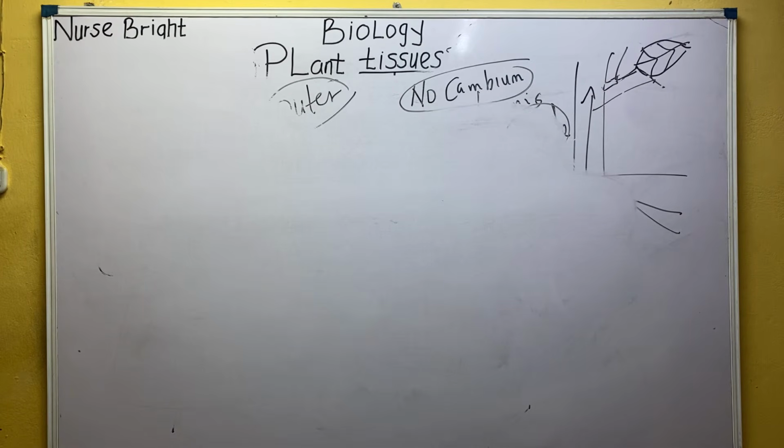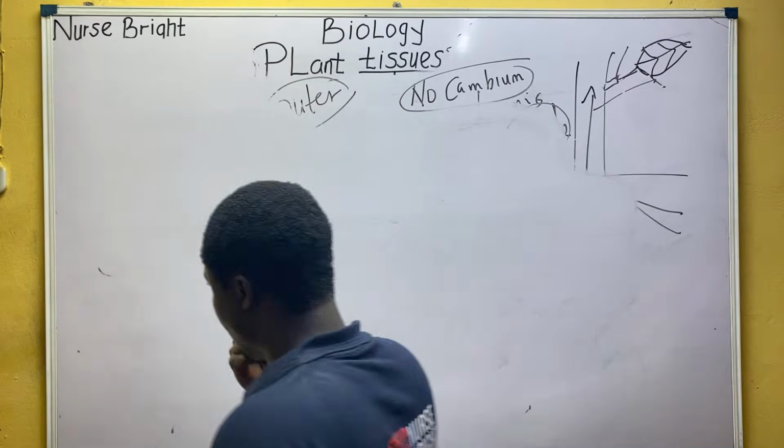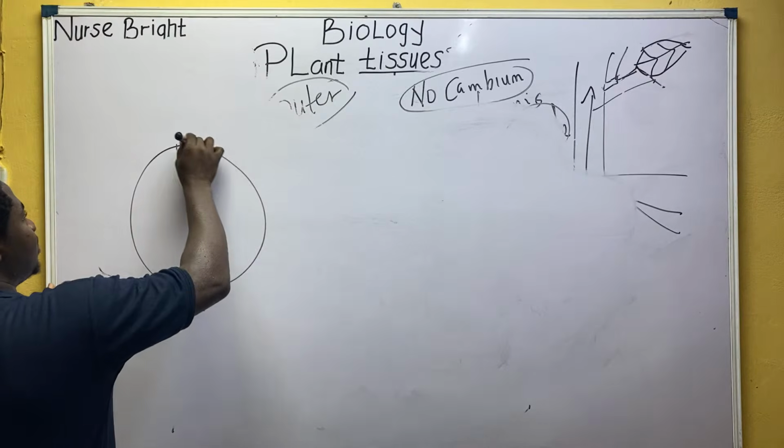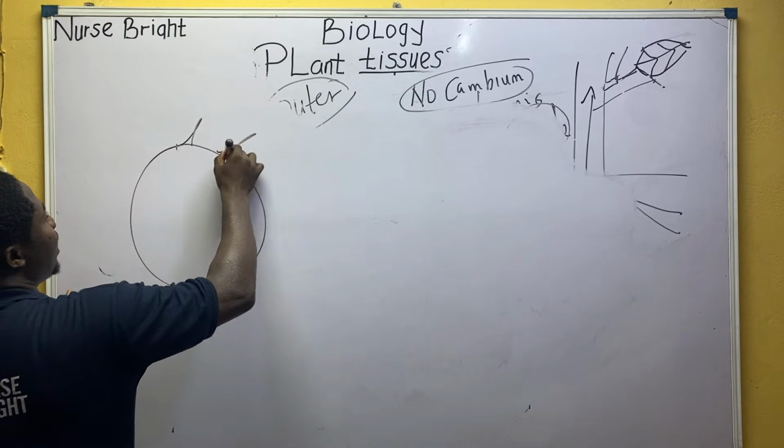Now let me quickly draw a better diagram of a dicotyledonous stem. I want to show you something about this stem. This is how it looks. Let me quickly draw the diagram and label some key areas. These are like the roots here.